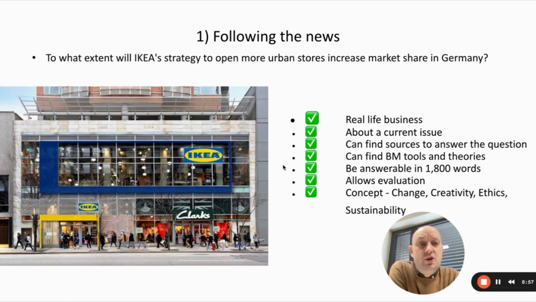And so this was a news article a couple of years ago, and then you could use this. I mean, you probably couldn't use this now. I think it's a bit outdated, but this is one where you find a news article and then you use that for your IA. So I think that's the first way that you can find a topic for your IA.